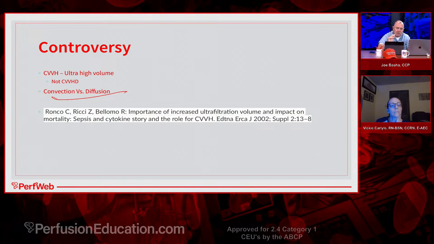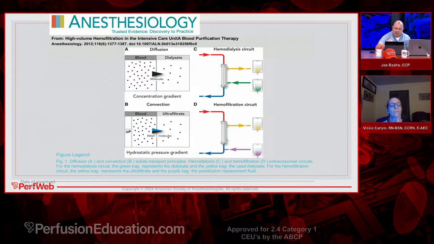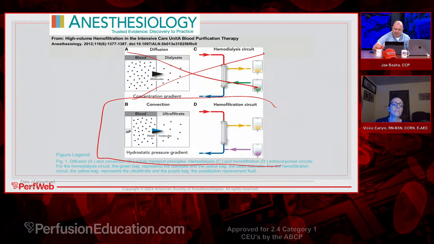Convection versus diffusion is a very important concept. So this, up on the top, is not this. You just have to grasp that concept before you can ever understand how this works and why it works, okay? And you can see by the circuit, blood goes in, blood goes out, dialysate goes in, and dialysate goes out, and you're just using diffusion. Whereas in hemofiltration, you are pulling volume out, concentrating the blood, and replacing that volume with what you want the plasma water to look like, which is generally sans inflammatory mediators.